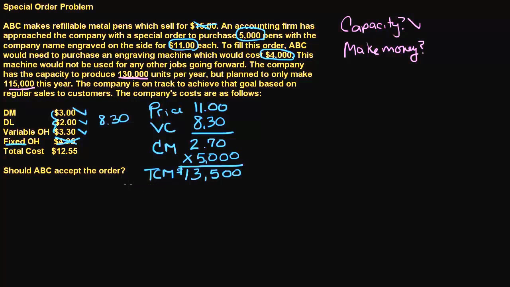Now we've got the cost of the machine that we need to cover, and the machine is $4,000. So we're going to subtract that. Once we subtract that, we realize that we'd make $9,500 off the job. Not too shabby for a special order. So if we accept the order, the company would make an additional $9,500. So we'll say additional profit.